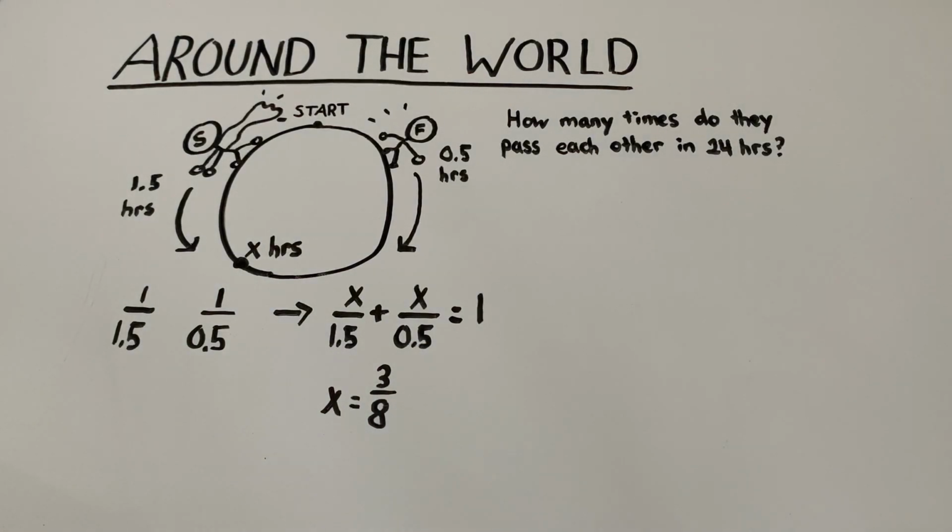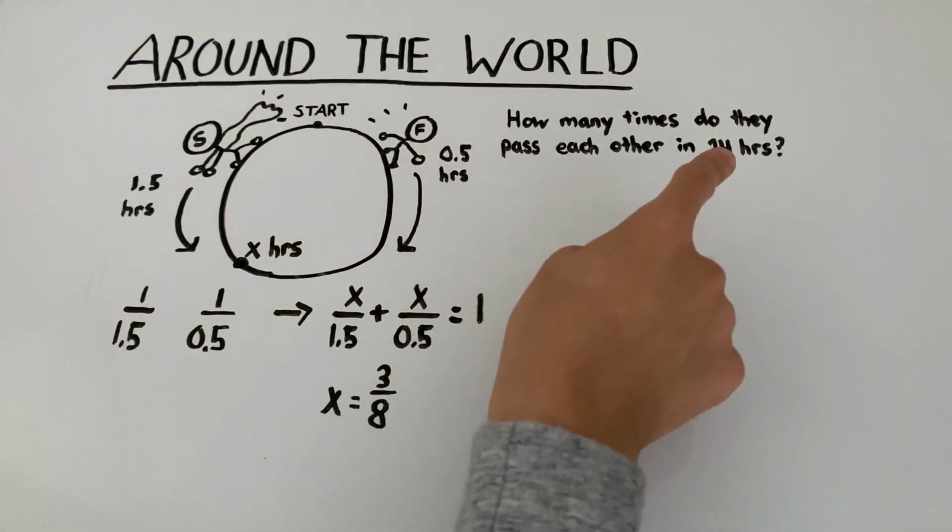So we found that Superman and Flash will meet for the first time in 3 over 8 hours. From here, they will continue to meet every 3 over 8 hours. So all we really need to do to find out how many times they pass each other is see how many times 3 over 8 goes into 24.